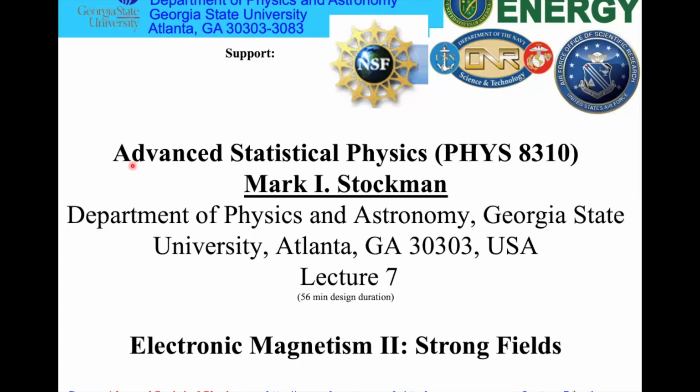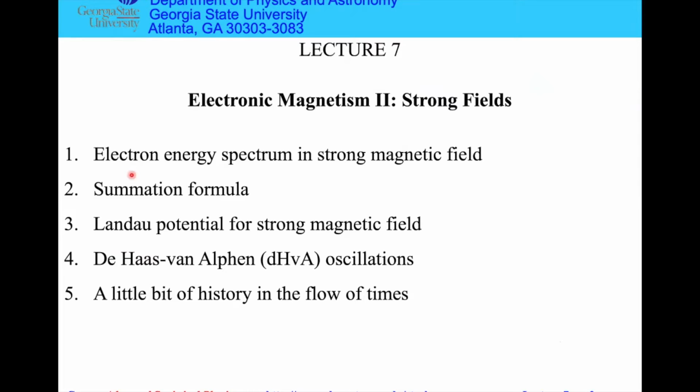Welcome to Advanced Statistical Physics, online part of the course, lecture number 7, and its subject is Electromagnetism 2, strong fields. This is a brief contents of the lecture. I will start with the electron energy spectrum in a strong magnetic field, proceed to the summation formula, and consider the Landau potential for a strong magnetic field. As a result, I will derive the formula for the Haas van Alphen oscillations, and at the end, as a bonus part, I will give you a little bit of history in the flow of times. So let's proceed.